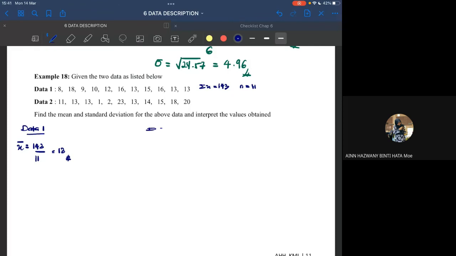Untuk data 2, sum X untuk data 2. 143 juga. So 143 divided by 11 is equals to 13 jugalah.